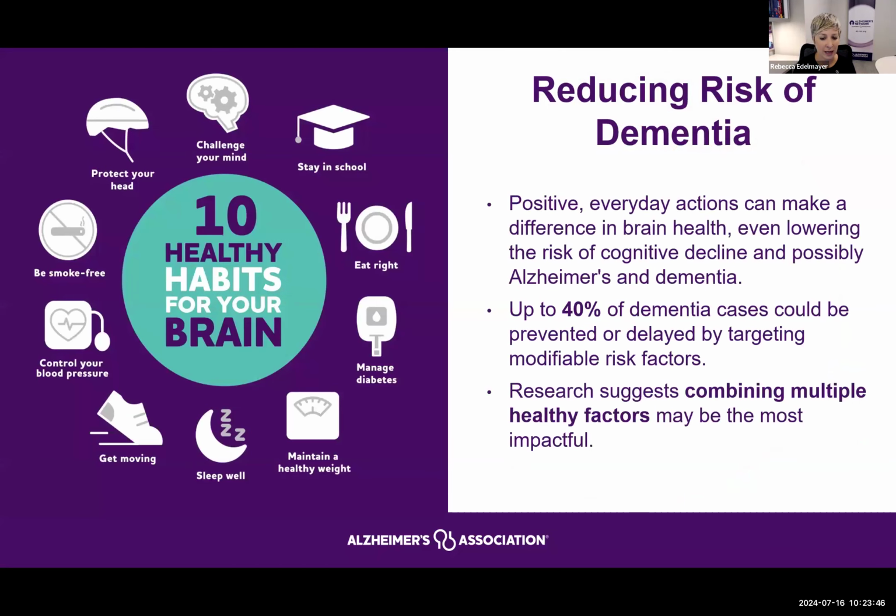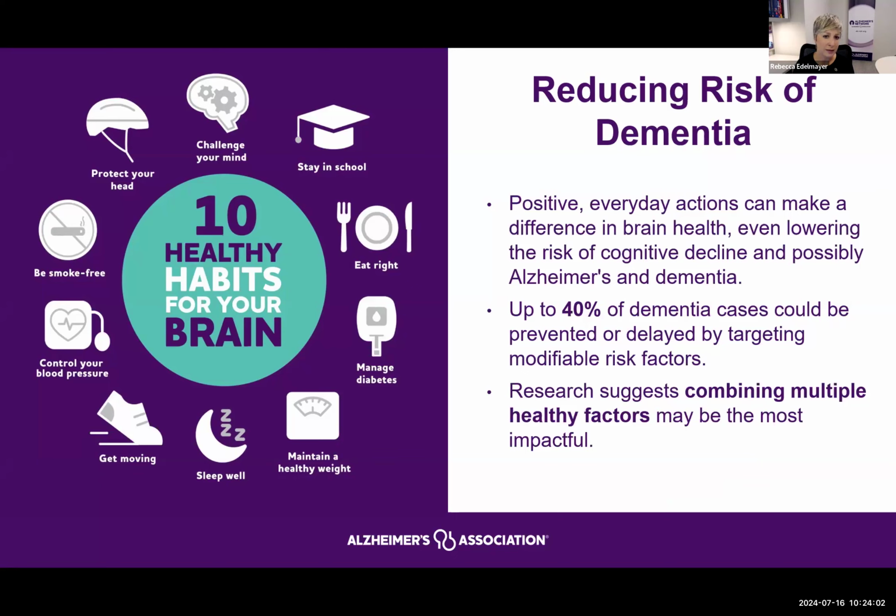But as we continue to learn more, we are understanding that risk is something that we potentially can address today. And a lot of the evidence would suggest that there are positive and everyday actions that people can be doing every day that can make a difference on their brain health, and even lowering the risk for cognitive decline and possibly Alzheimer's disease and dementia.